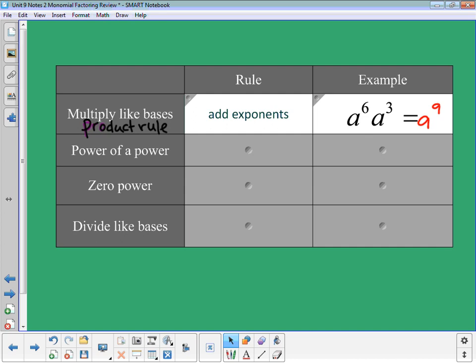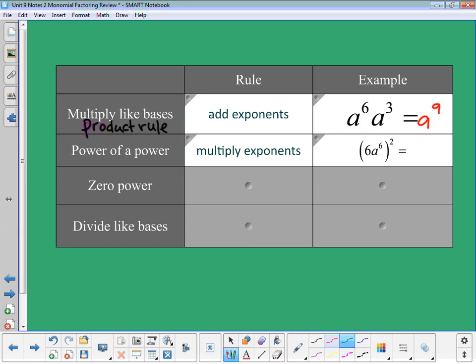Okay, if we're looking at a power of a power, when we have a power outside of a power, we need to multiply exponents. For example, if I had 6a to the 6th to the 2nd power, 6 squared is the same thing as 36, and a to the 6th to the 2nd, that's where I'm going to multiply those, and 6 times 2 is 12, so that's a to the 12th.